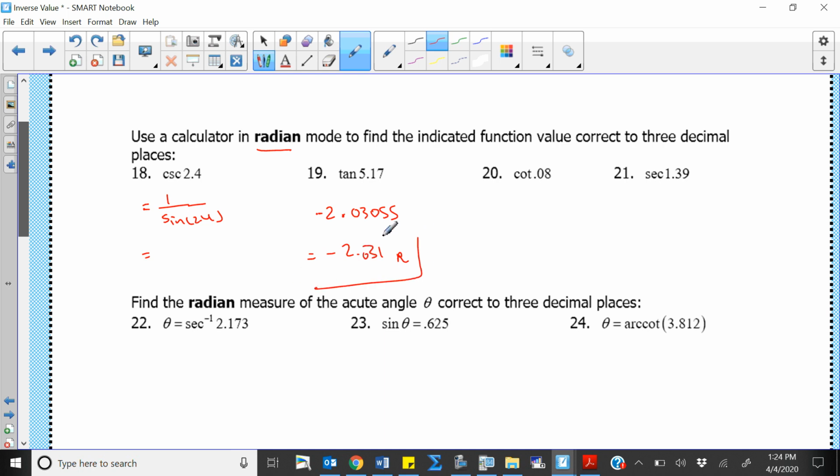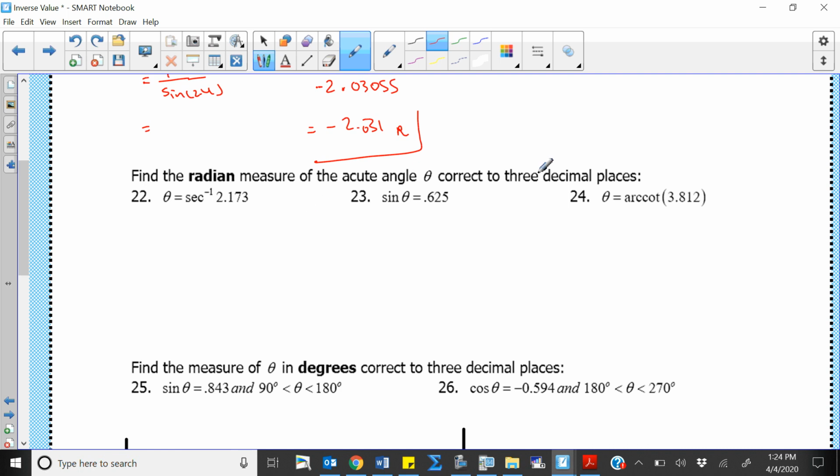That's it. So instead of putting a small circle here to show that this is in degrees mode, now I'm going to write radian to show this is radian. The next part, again, the same thing. I'm going to do the last one for you. Theta is equal to arc cotangent of this value. So theta is cotangent negative 1 of 3.812. I don't have anything defined for cotangent negative 1, so I'm going to change it by reciprocals. Cotangent is tangent negative 1 of 1 over 3.812.